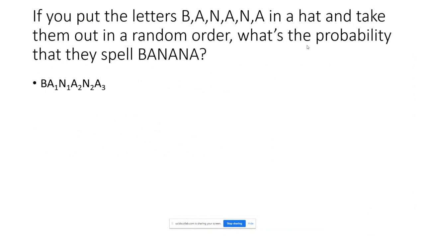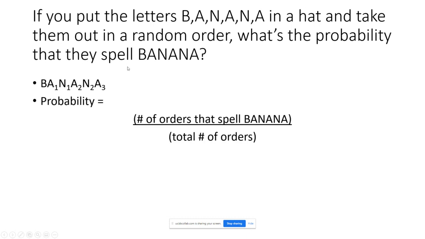It's sometimes helpful to start by thinking about labels on the letters. So say it's B, A sub 1, N sub 1, A sub 2, N sub 2, A sub 3. And come back to our basic idea, that if all the orders are equally likely, then the probability we're interested in is the number of orders that spell banana divided by the total number of orders.